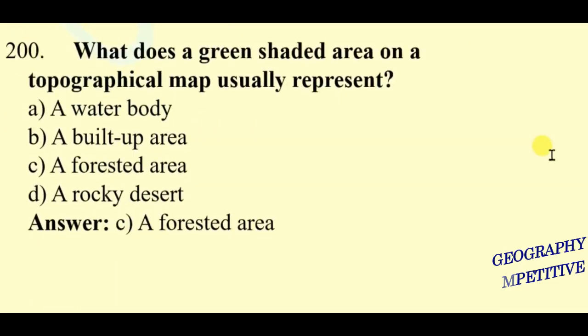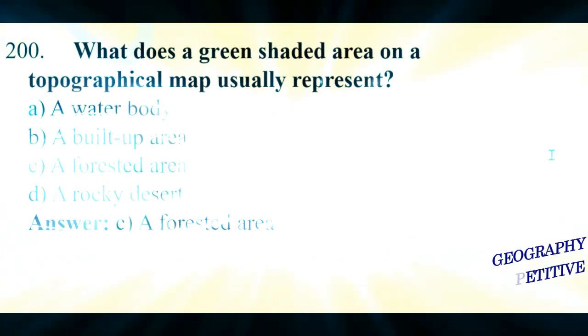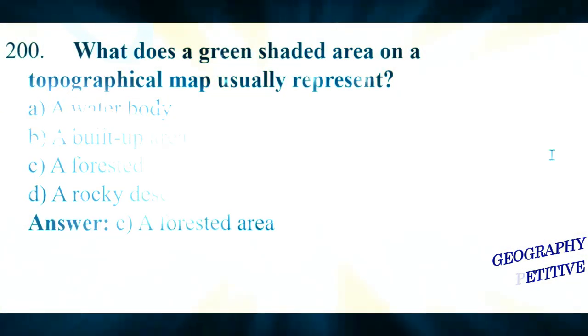Question 200. What does a green shaded area on a topographical map usually represent? Water body, hilltop area, forest area, a rocky desert. Here the right answer will be a forest area. Green means forest, blue means water, dotted means seasonal, and continuous means non-seasonal or perennial.